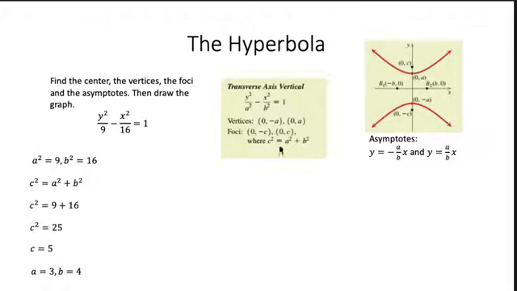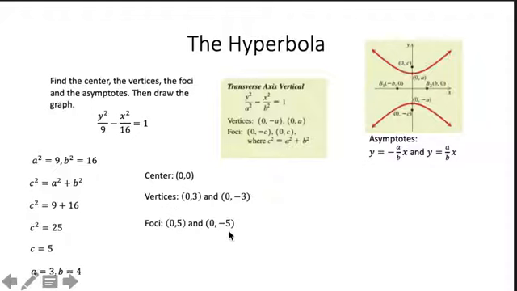Now, I'm just simply going to follow these definitions. The center of my hyperbola is 0, 0. And then the vertices, remember, are 0 plus or minus a. So a is 3. So it's 0, 3, and 0, negative 3. The foci are 0 plus or minus c. C is 5. So the foci are 0, 5, and 0, negative 5. And the asymptotes, remember, are plus or minus a over b x. A is 3, b is 4. So it's y equals negative 3/4 x and y equals 3/4 x.